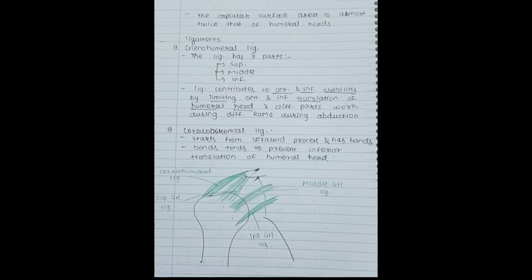Now the ligaments. First is the glenohumeral ligament. It has three parts: superior, middle and inferior. The ligament contributes to anterior and inferior stability by limiting anterior and inferior translation of the humeral head.